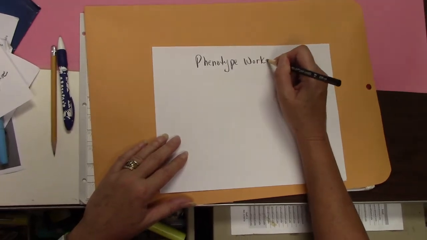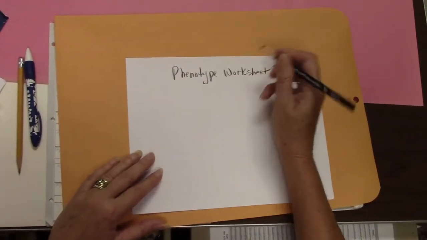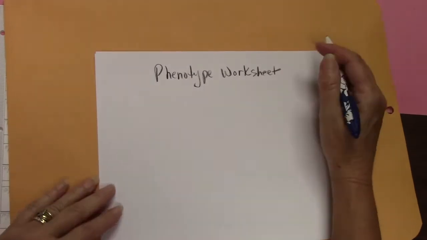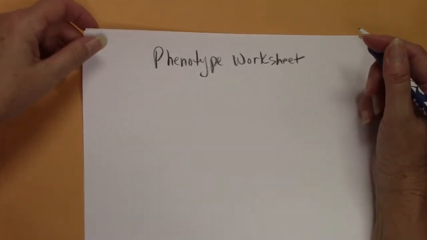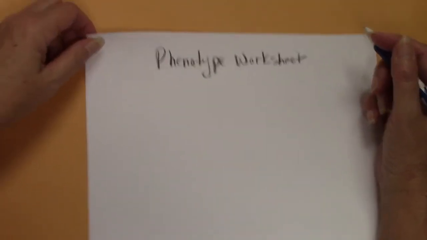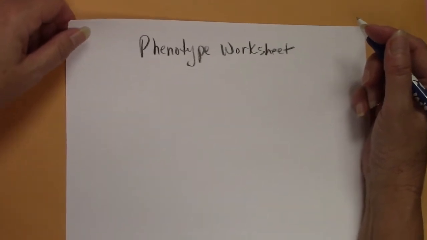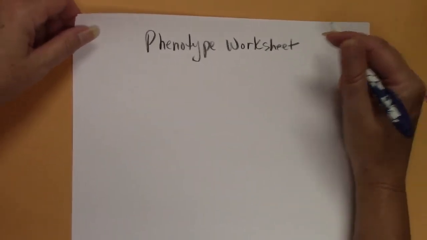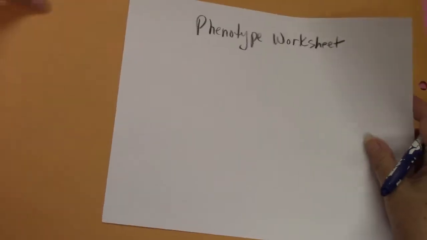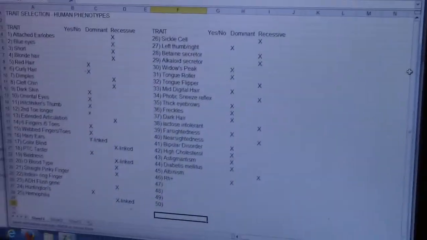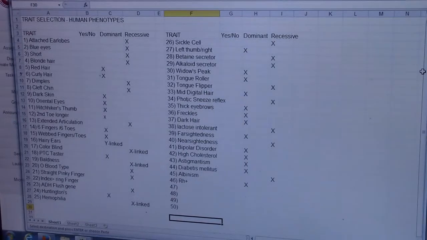The phenotype worksheet. Individually, you'll all be filling out yes or no for different phenotypes, but you may not understand what the particular phenotype is talking about. So let's take a look at the worksheet, which is on the screen. You'll notice that you have several different traits: attached earlobes, blue eyes, blonde hair, red hair. Some of these are pretty obvious, but some of these may not be.